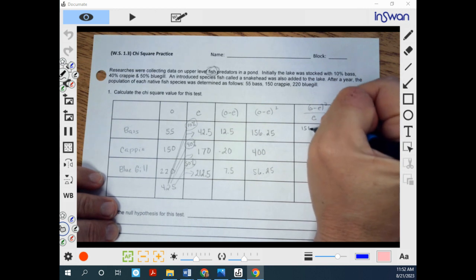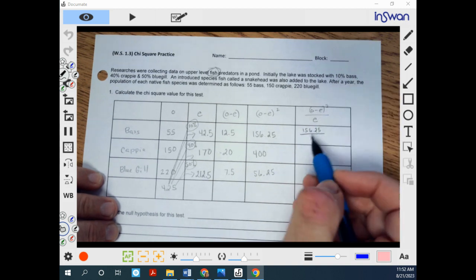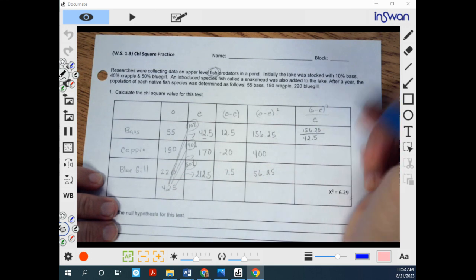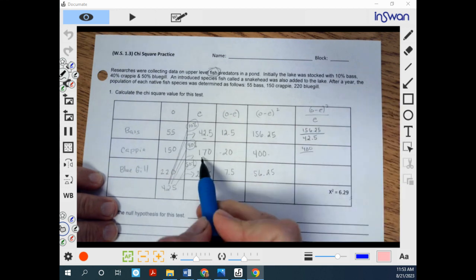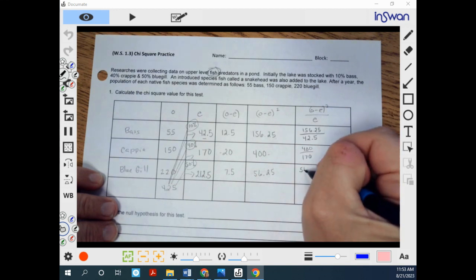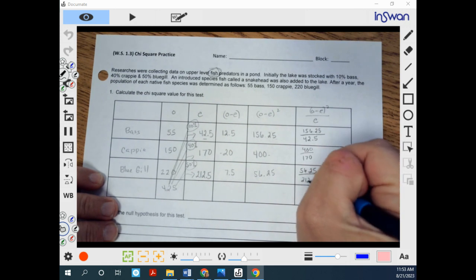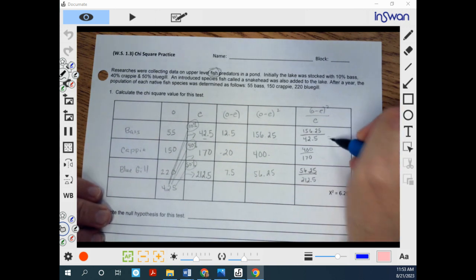So I like to write it out just so that I don't make mistakes. I'm going to take that number divided by the expected. So you're going to come over, and we're expecting 42.5 bass. Now I'm going to take this number, 400, divided by the expected, which is 170. Then 56.25 divided by the expected, which is 212.5. And now, since you have them all written down, you can go ahead and calculate. I think you're less likely to make mistakes if you just write them all down and then calculate. This gives us 3.68.